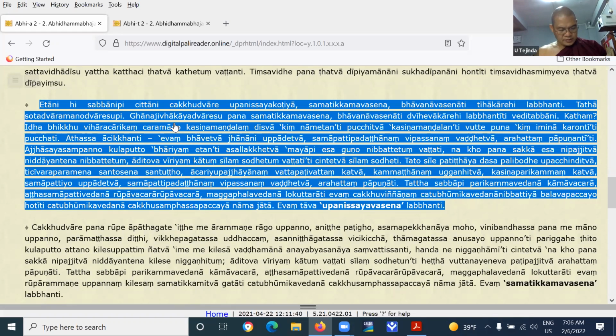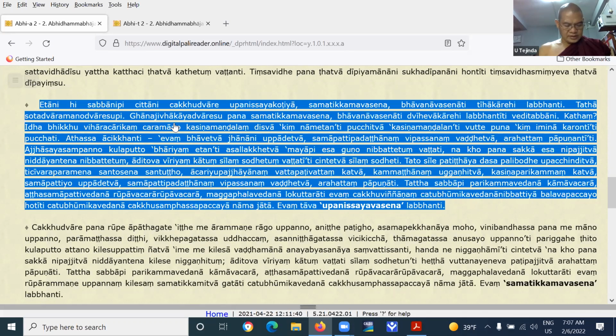Likewise, ghana jivha kaya dvare supana samatikkama vasena bhavana vasenati dvihi eva akarehi labhanti. So in the case of the javanas arising at the nose door, tongue door, and body door, those javanas can be applied by only 2 ways, now instead of 3 ways. Dvihi eva akarehi, only by 2 conditions, by 2 ways.